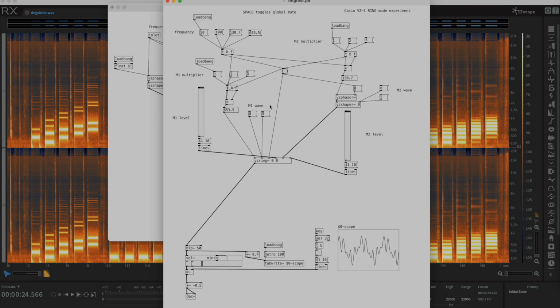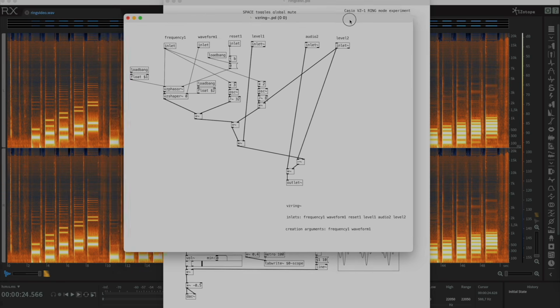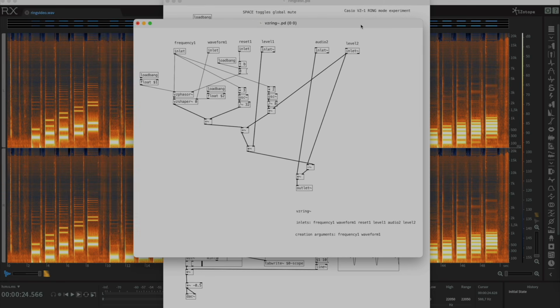So now I want to show you what I had to do to get this, which was surprising to me. So here is my recreation of the ring mod, and this spider web is a lot to take in, so I'll try to talk you through it. What's happening here on the left is oscillator 1. So there's a phasor and a shaper, and this first input is the frequency. So oscillator 1 gets a frequency, and that's oscillator 1.